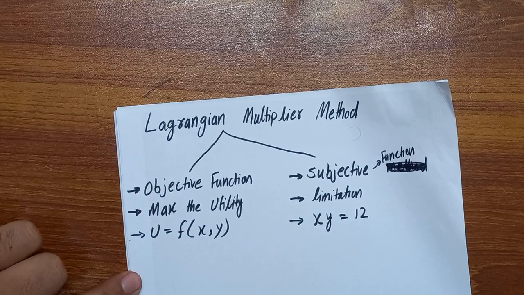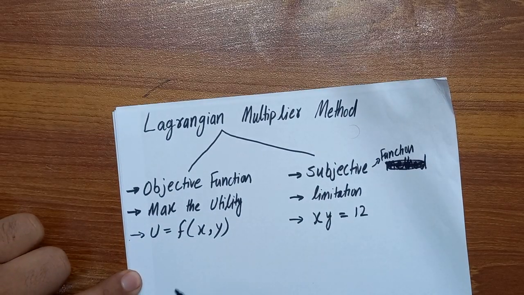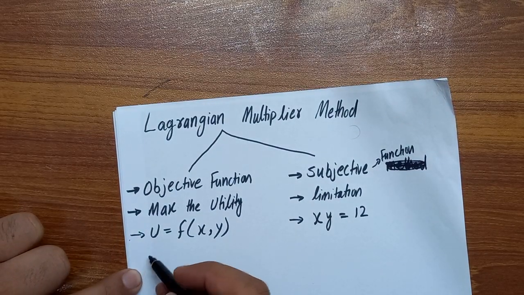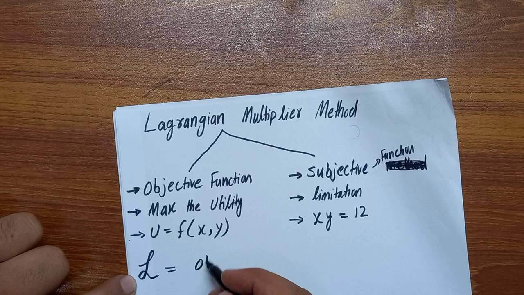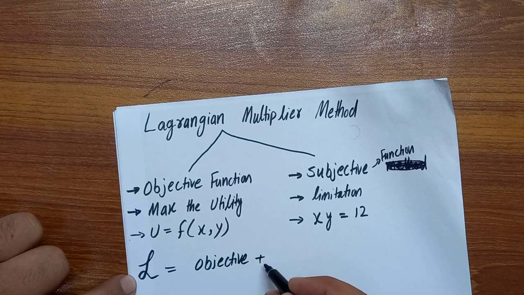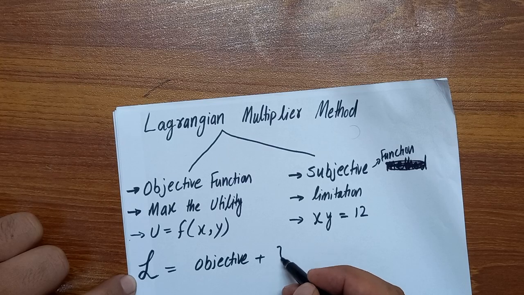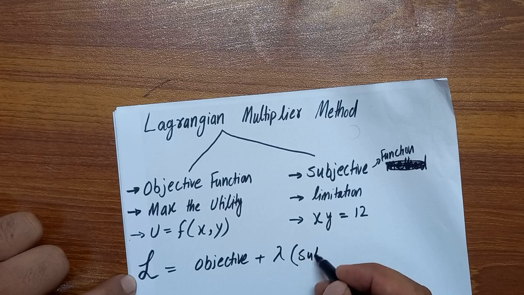Now we are going to use the Lagrangian formula. This is the symbol for Lagrangian. We have the objective function here, plus lambda, and then we use the subjective function.